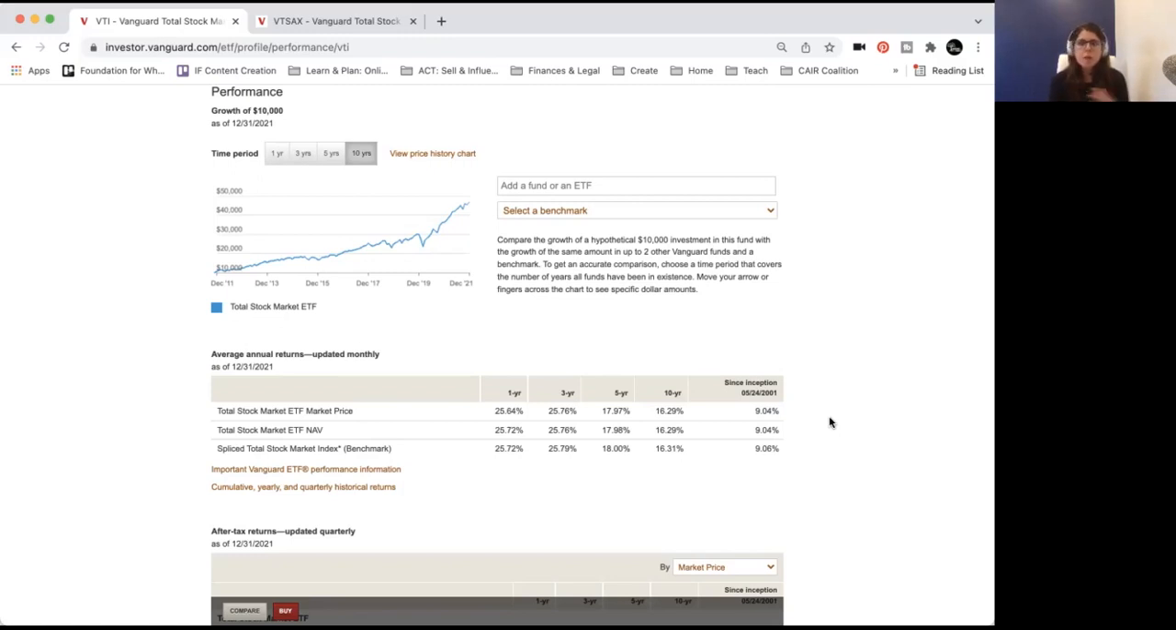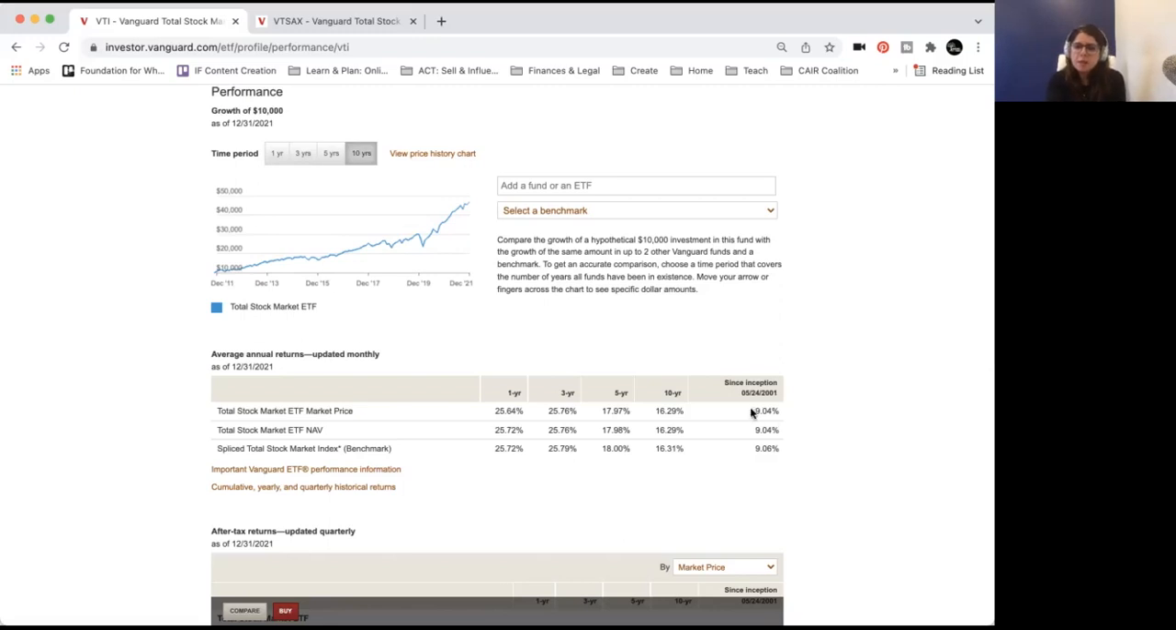That's a very, very strong rate of performance. That's way more than you would get in a bank account, right? At the time of this recording, the best interest rate you can get in most high yield savings accounts is like 0.5, 0.6%. So getting 9% rate of return on average over 20 years is really, really good. I would be very happy with that.